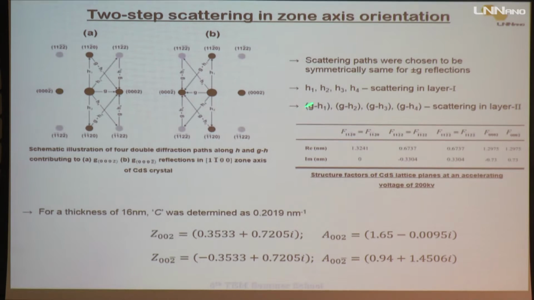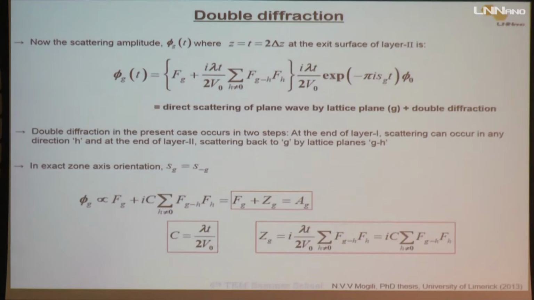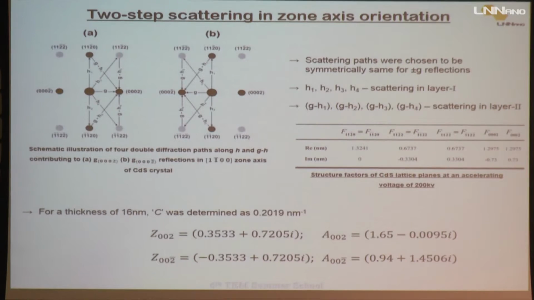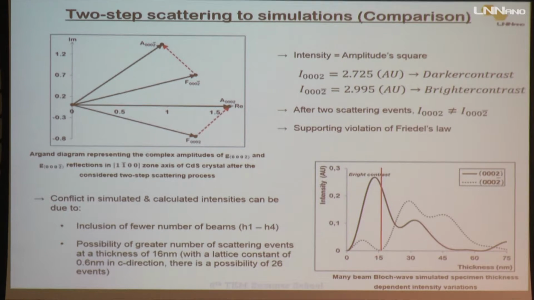Here I considered H1, H2, H3, H4 beams as the scattered beams from layer 1, and G minus H1, G minus H2, G minus H3, G minus H4 as the beams that I got at the end of the exit wave of layer 2. Based on these parameters C, Z, AG, I tried to calculate the intensity of 002 and 00 minus 2.